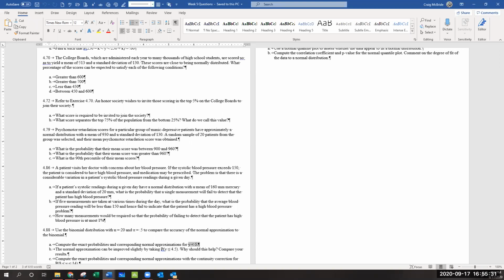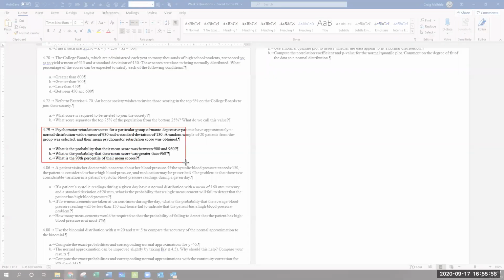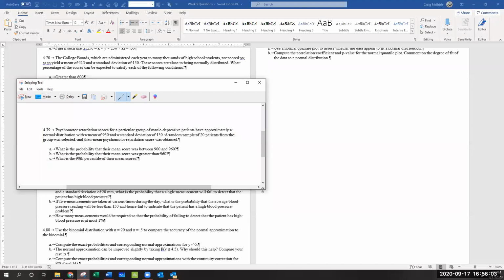What else? Would you address 4.79 and question C? Okay, what is the 90th percentile? And if you would, from an Excel perspective. Sure. Yeah, absolutely. Okay, so that's what is the 90th percentile? It's the manic depressive patients. They've got a mean of 930 and a standard deviation of 130.